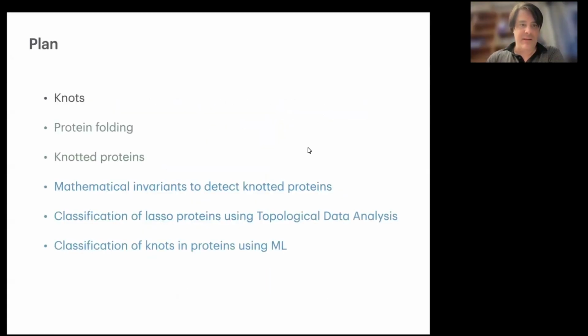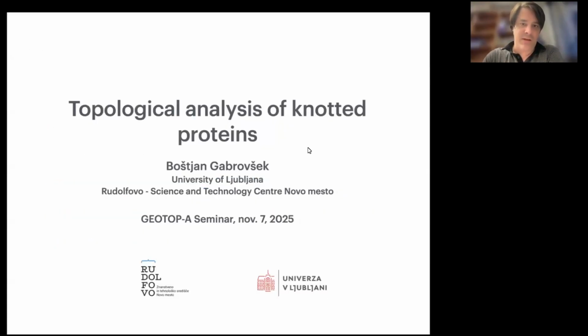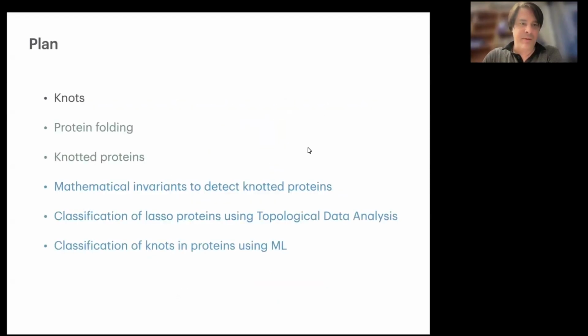Okay, so the plan for today's talk is to talk a little about different aspects of analyzing knotted proteins by their topological structure and geometric shape. First I will briefly define what knots are, what protein folding is, and what knotted proteins are. We have different ideas of what a knot can be inside a protein, and I will try to give a few examples.